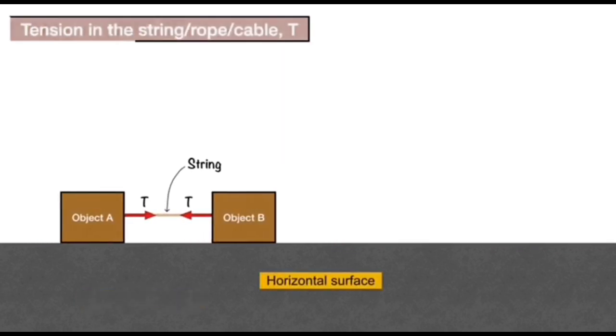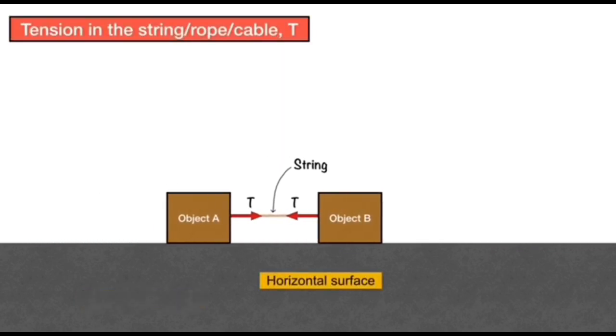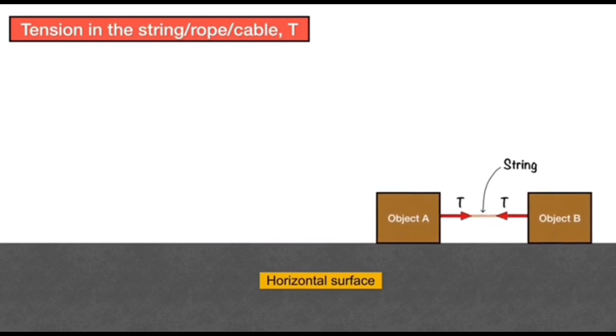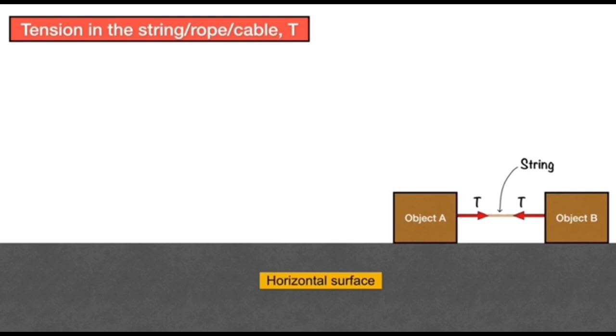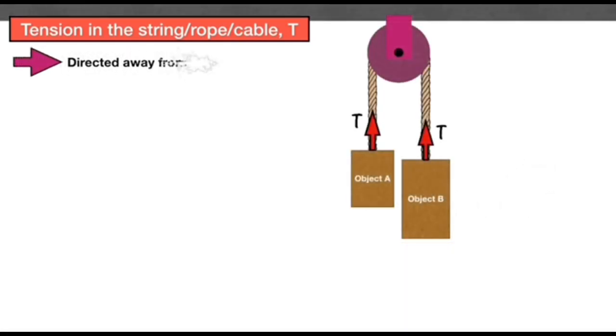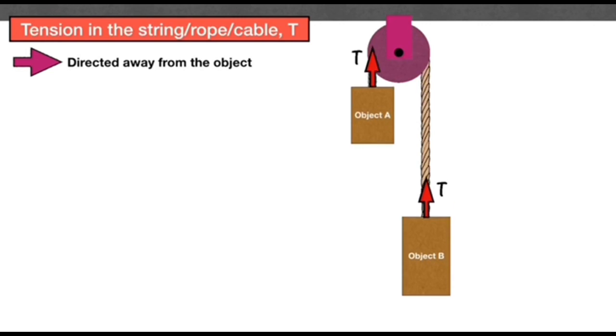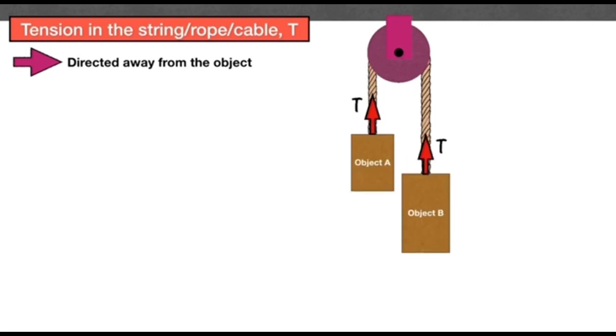The second basic force is tension in the string, rope, or cable. The symbol for tension is capital T. Tension is pulling force that is directed away from the object and attempts to stretch or elongate the object.